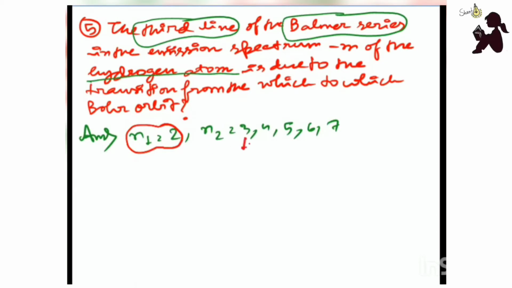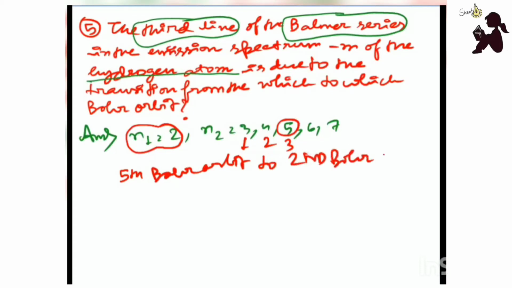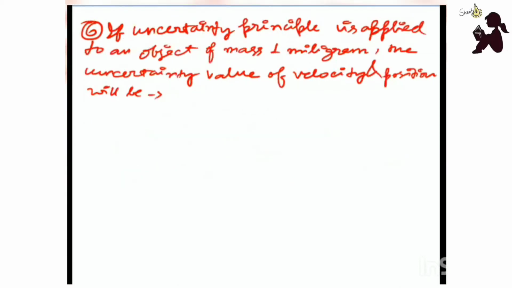So you can see that 1, 2, 3, right? We will just deduct it from here. So that is the fifth Bohr orbit, right? We have got it from here because they have said that is the third line. So fifth Bohr orbit to second Bohr orbit, because the Balmer series starts from 2. Okay, so let's see the sixth question.